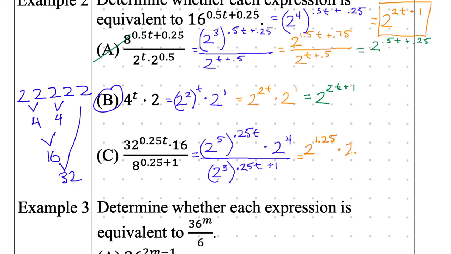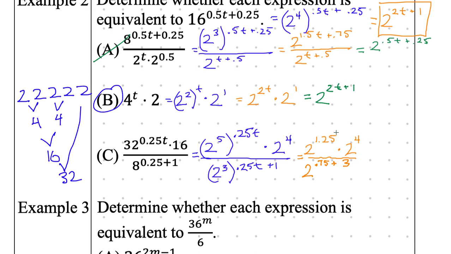Times 2 to the power of 4 still. In the denominator, again, we can multiply this 3 times both of these terms. So 3 times 0.25 is 0.75, so 2 to the power of 0.75 plus, and then 3 times 1 is just 3. All right, doing good so far.